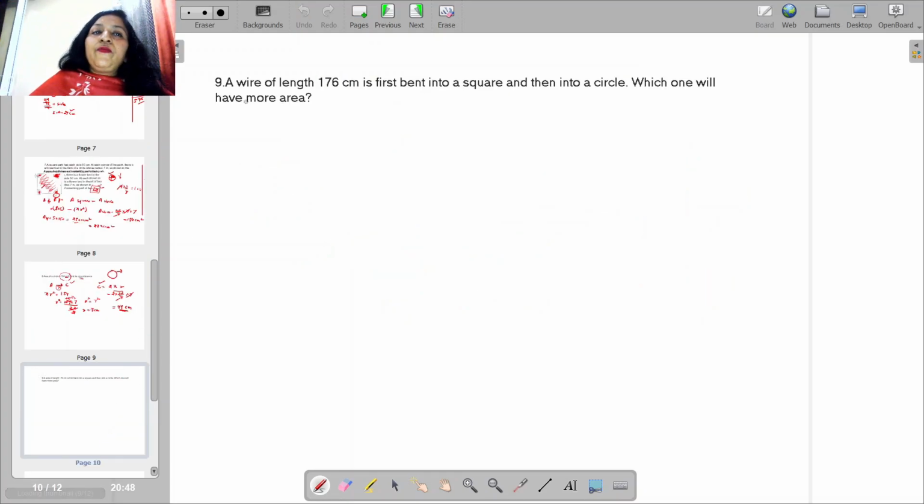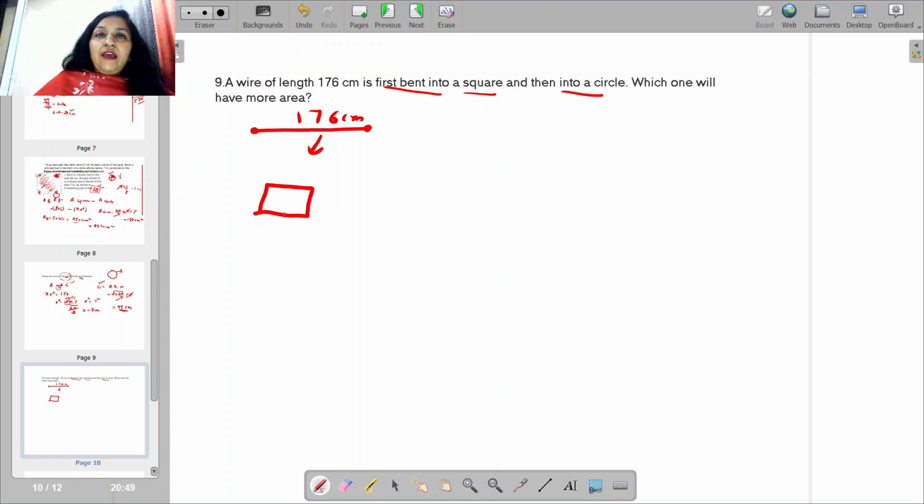Next question now. A wire of length 176 centimeter is first bent into a square, then into a circle. Which one will have more area? Understand the question. I had this wire. Its length is 176 centimeter. Bending it, first I turned it like this, like this and like this. I have made a square. Now you see, the boundary of this square, where has it been made from? The same wire is being bent to make this complete boundary.